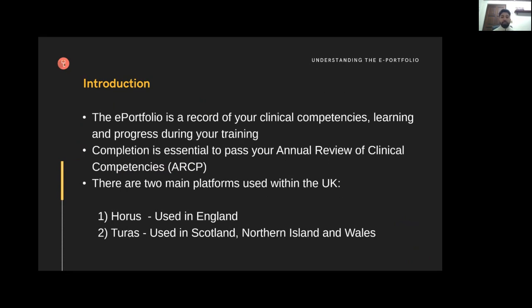There are two main platforms used within the UK. Horus is used in England and parts of Scotland, Northern Ireland and Wales, but not all. And Turas is used in Scotland, Northern Ireland and Wales. I'll be focusing on Horus because I'm based in the West Midlands in England, but everything I'm saying is transferable and can be used if you are working in one of the other countries and on the other platform.